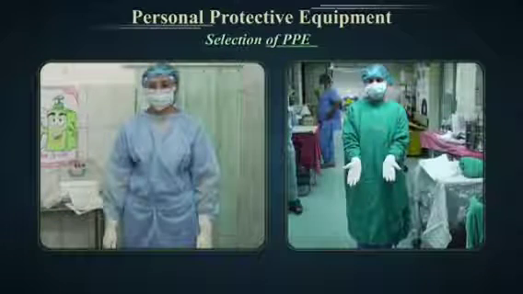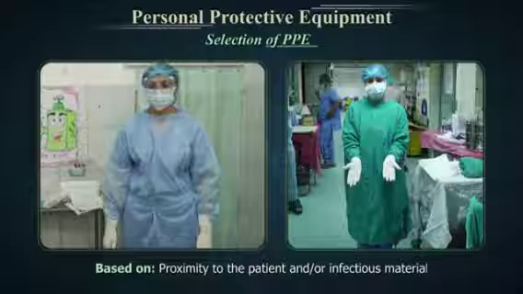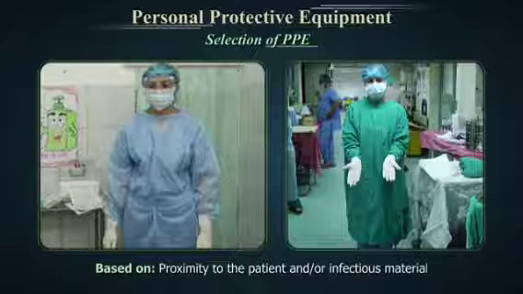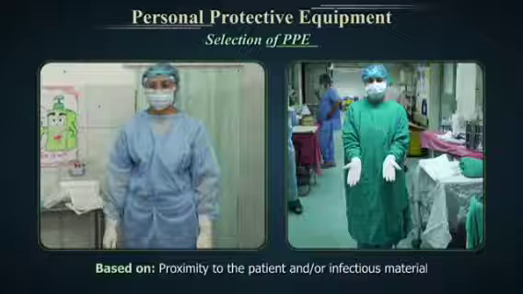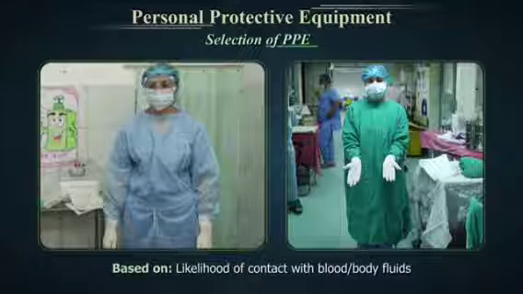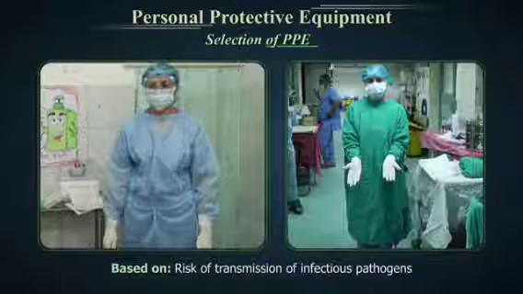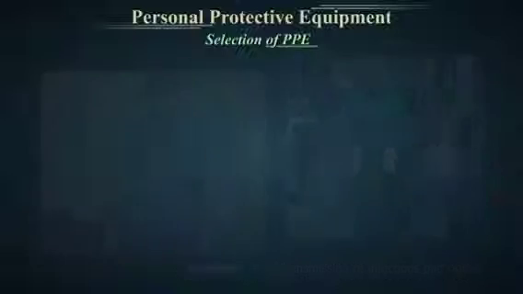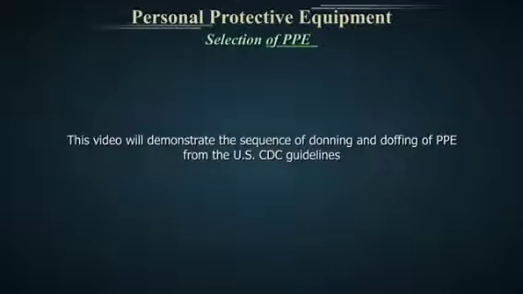Selection of PPE. Selection of PPE should be done based on: 1. Proximity to the patient and/or infectious material. 2. Likelihood of contact with blood or body fluids. 3. Risk of transmission of infectious pathogens. This video will demonstrate the sequence of donning and doffing of PPE from the US CDC guidelines.